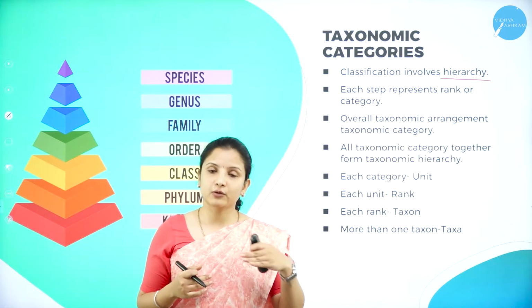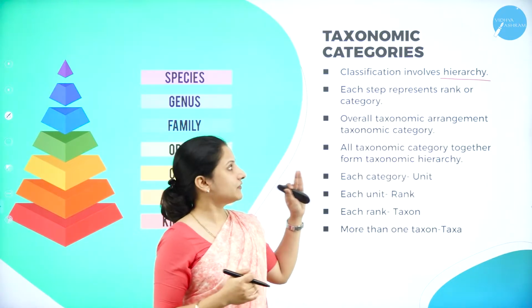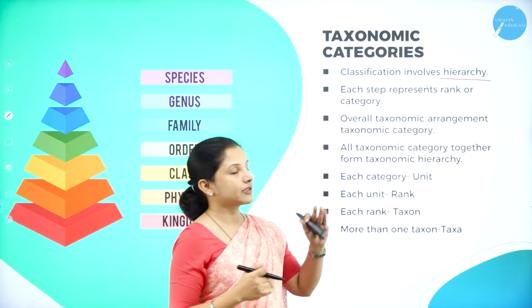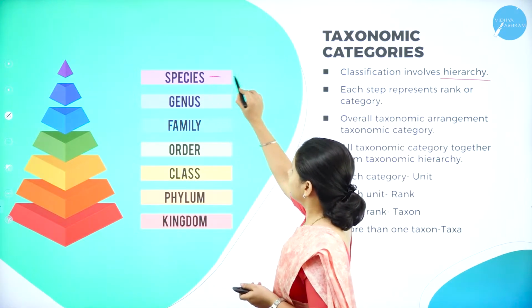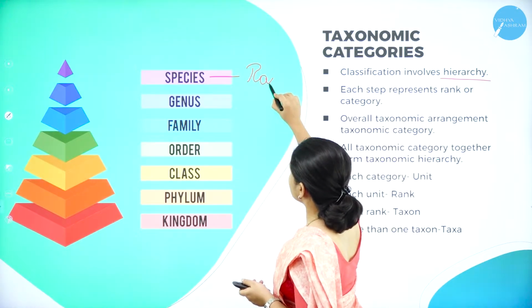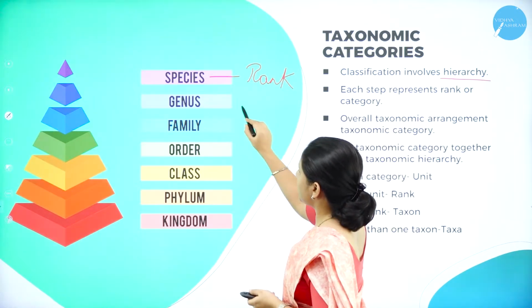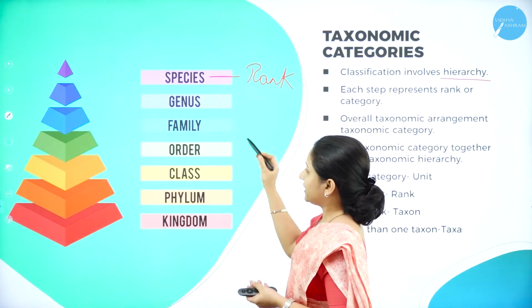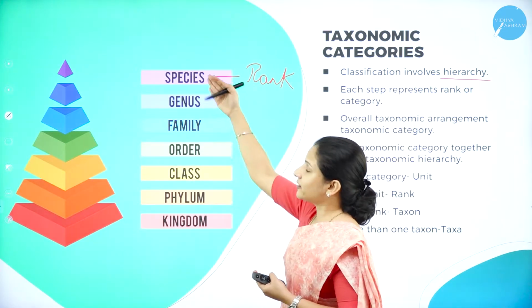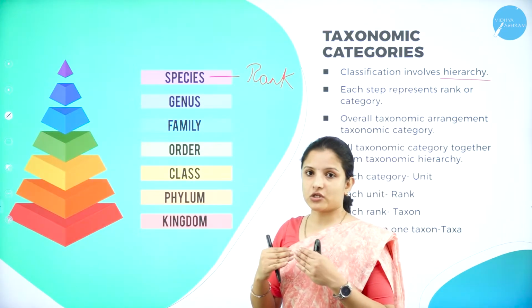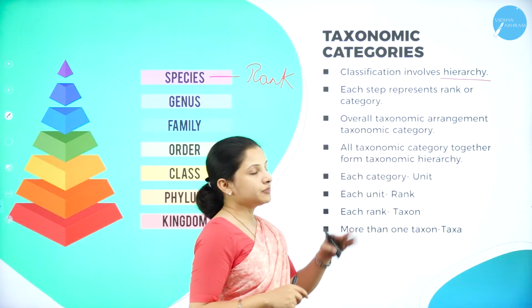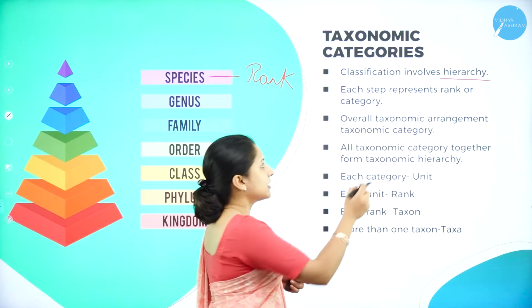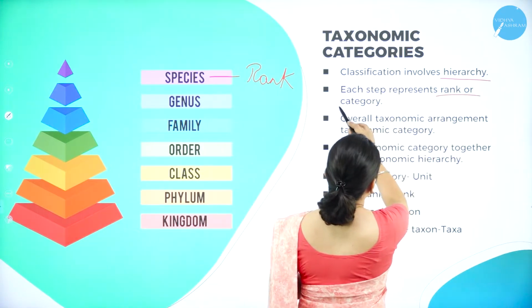Then comes the student, one more set of rank. So these different ranks, each step represents a rank. The same way here also, each step is a rank. Each species is a rank. Genus is a rank. Family is a rank. Order is a rank. One name is given to each of these in this particular hierarchy. So each step represents a rank or a category.